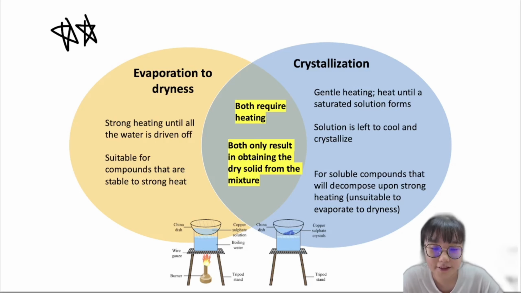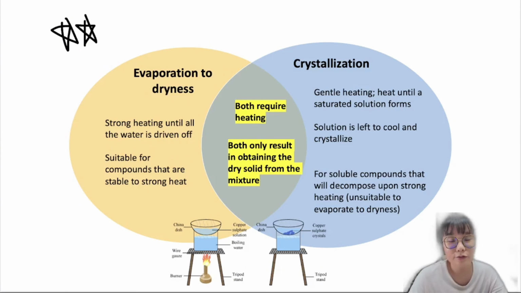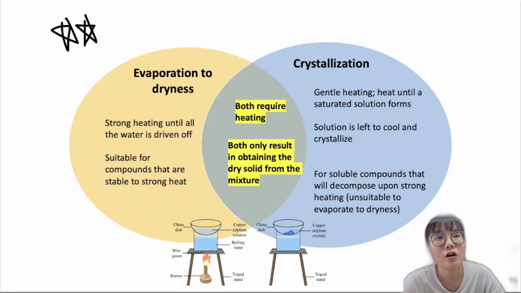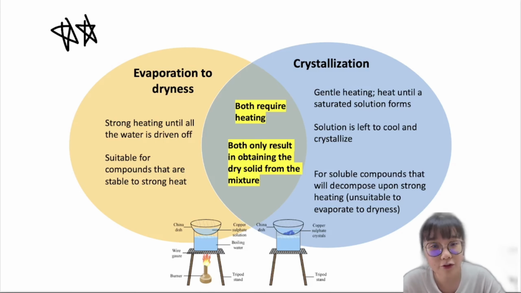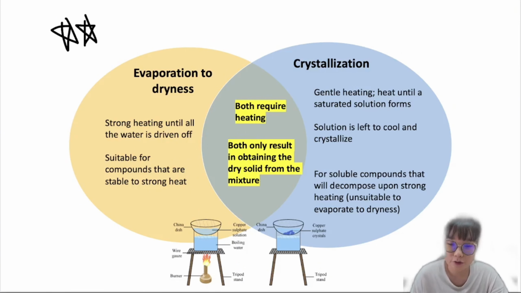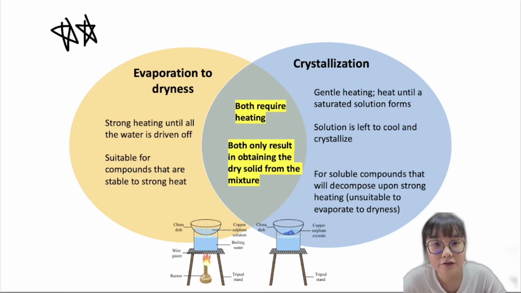differences between both processes. In both processes, they require heating, but only evaporation to dryness will require heating all the way to the end. Evaporation to dryness is suitable for compounds that are stable to strong heating, meaning that they don't decompose when you heat them for too long. However, most compounds are susceptible to strong heating, meaning they decompose when you heat them for too long, and they will change into a different structure or something else totally, which is not what you want. You simply just want to separate out the substance and not change it.